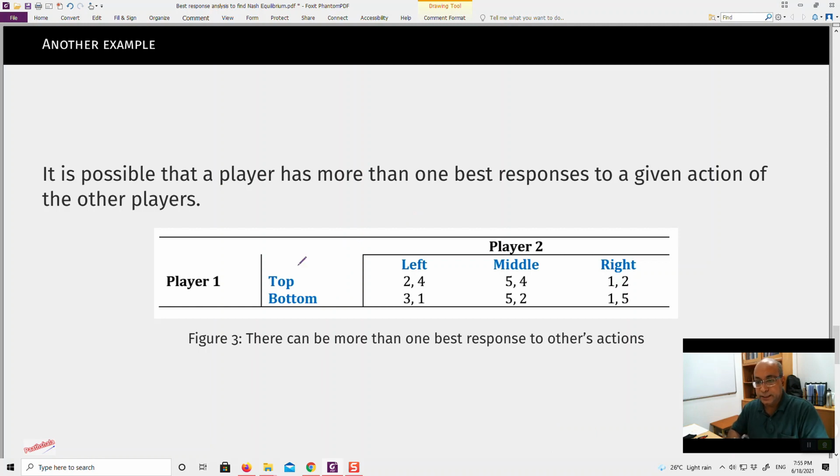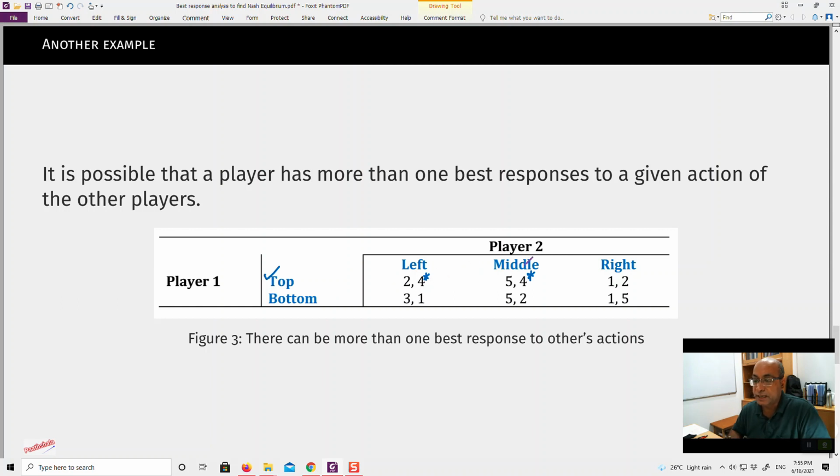So let's again fix the action by player 1, say top. Then what is the best response for player 2? He can play left and get 4. He can play middle and get 4, while right gives only 2. So right is not selected. What are selected are left and middle. So when player 1 is playing top, player 2 has two best responses against top.